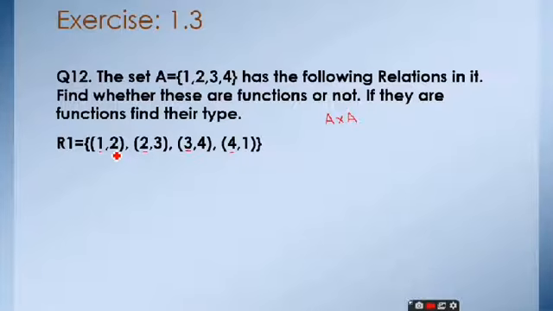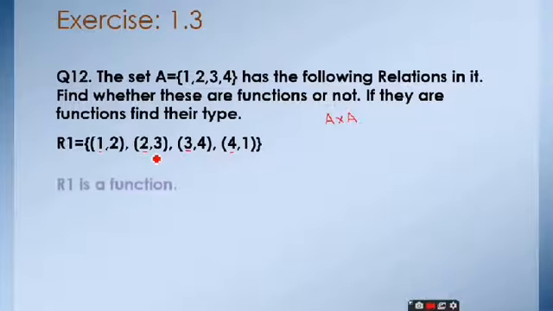Now we will see the second condition. According to the second condition, every element of set A is associated with exactly one element of set B. Here A and B are both equal sets. So you can see that 1 is associated with 2, 2 is associated with 3, 3 is associated with 4, and 4 is associated with 1. Every element of set A is associated with exactly one element of set B. So this relation is a function.